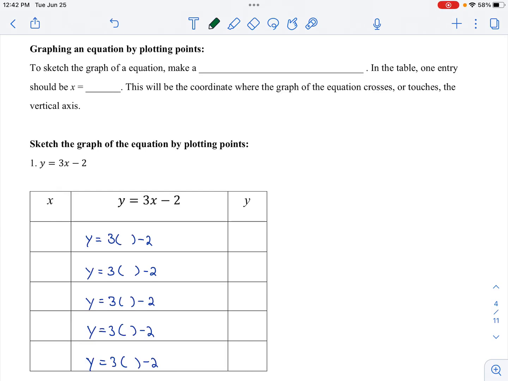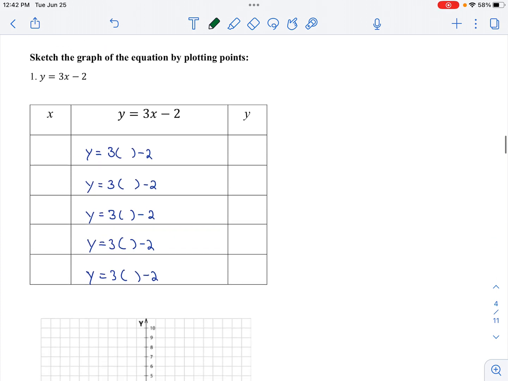Hello class, in this video I'm going to show you how to sketch the graph of an equation by plotting points. Let's begin. To sketch the graph of an equation by plotting points, make a table of values. In the table, one entry should be x is equal to 0. This will be the coordinate where the graph of the equation crosses or touches the vertical axis.